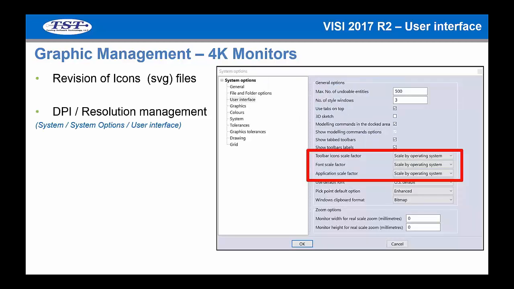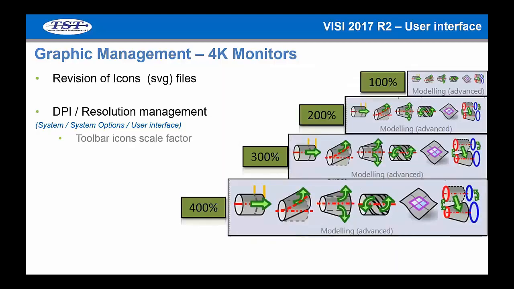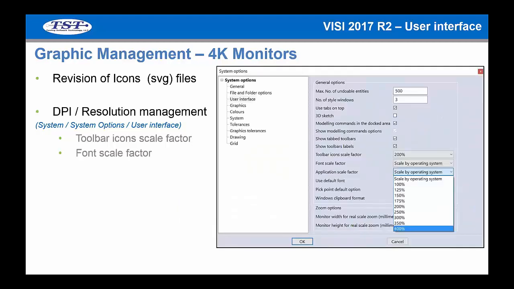And we have the ability to scale those within the system options, and the user interface. In there, you can see we are able to scale the toolbars, the font scale factor, and you can see resulting on 100, 200, 300. We've got a couple different steps in between there. And then you have 400, which would be the only time I could see using that is maybe on a large screen in a conference room. So you have your toolbar icon scale factor, your font scale factor, and application scale factor.